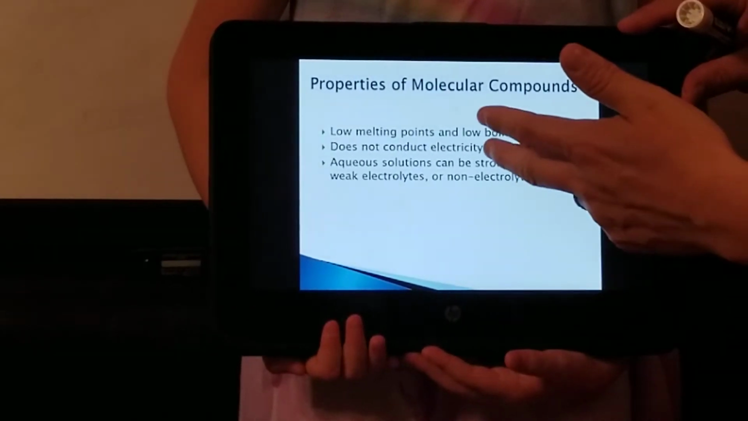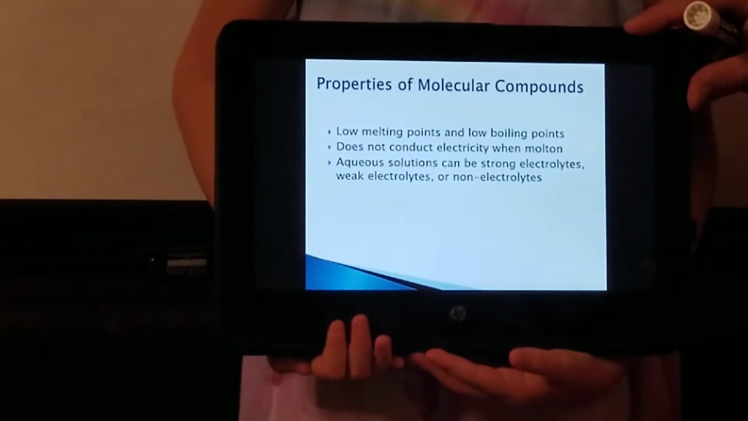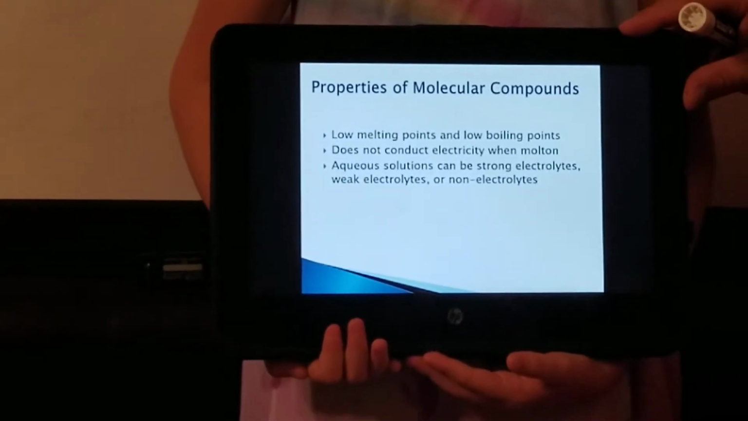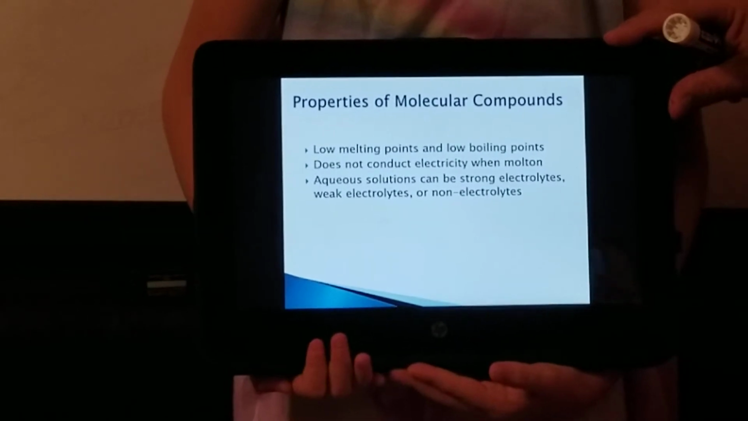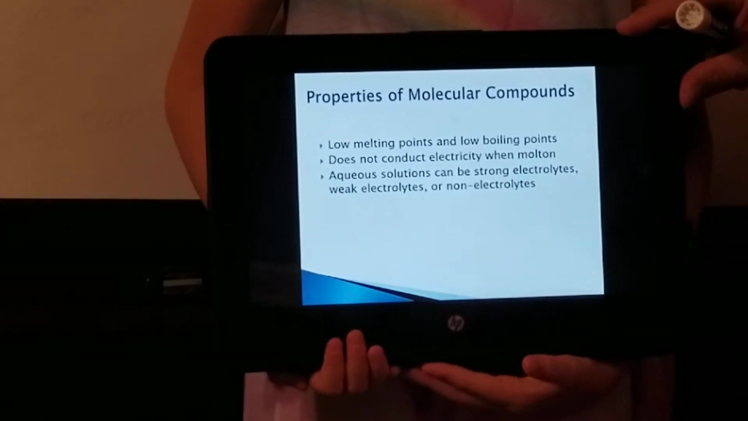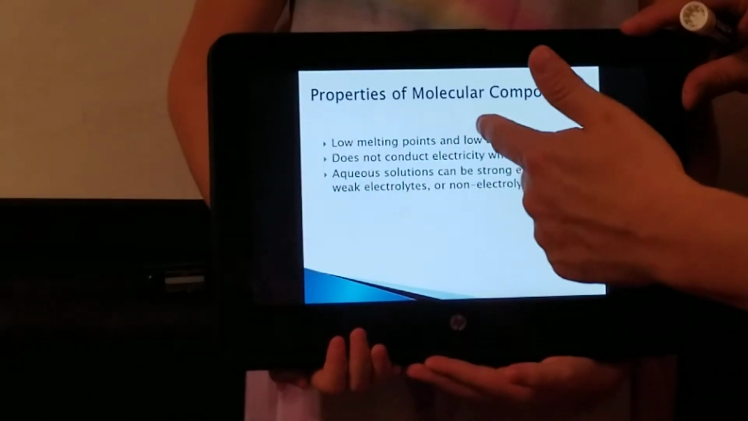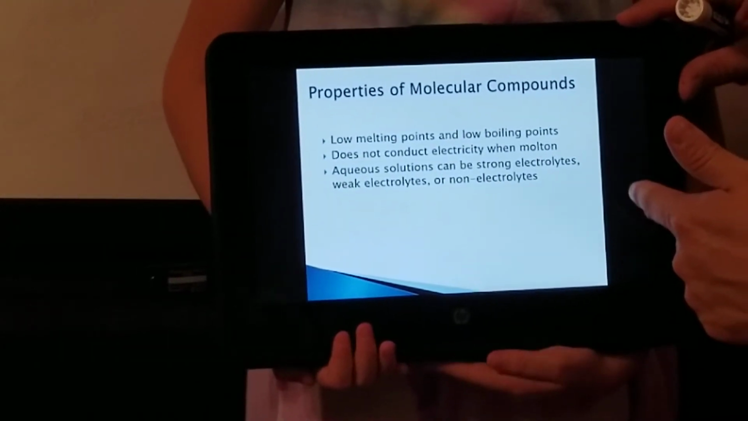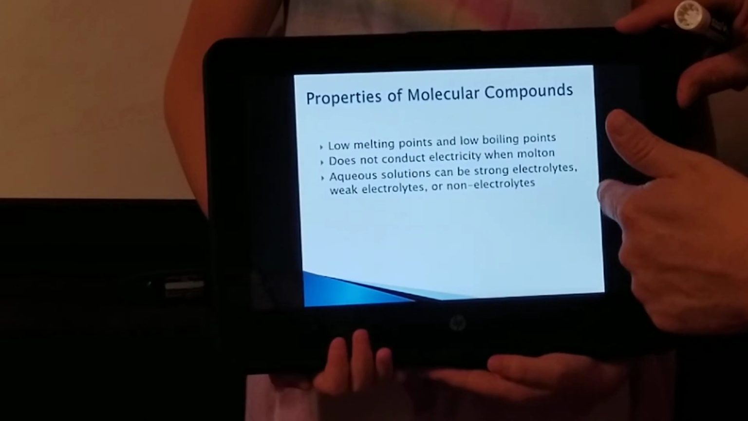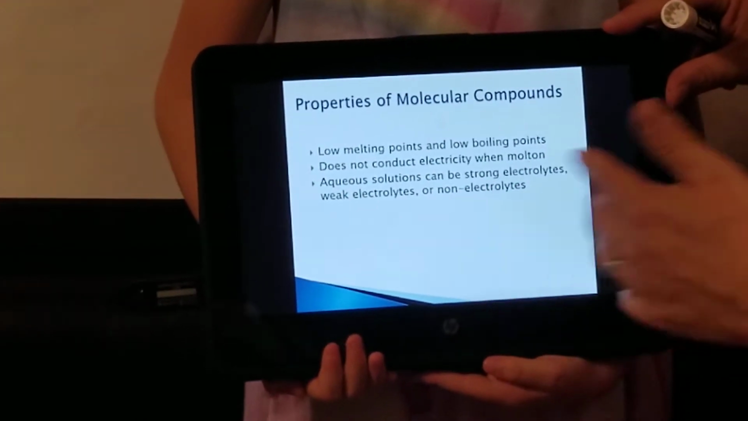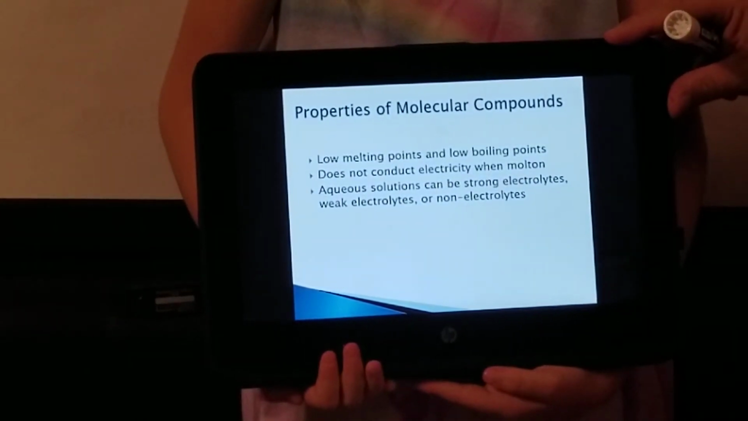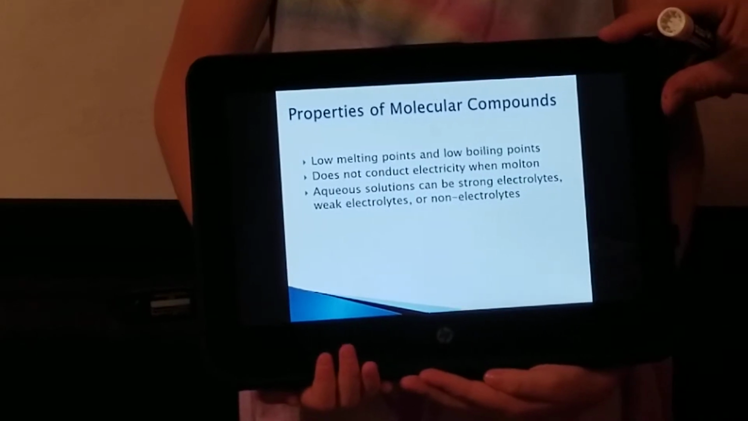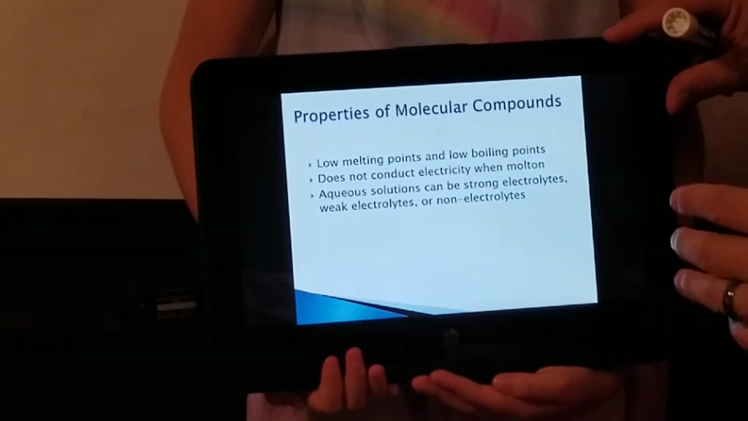They don't conduct electricity. The ionic compounds conduct electricity a lot easier, especially when they're dissolved into water. When you dissolve a molecular compound into water, they can form strong electrolytes or weak electrolytes. It just depends on the molecular compound. So they can form either one. Whereas ionics form strong electrolytes. So moleculars could be either one.